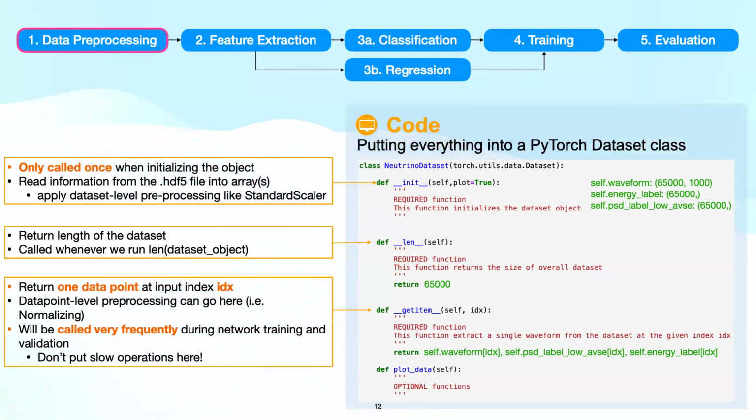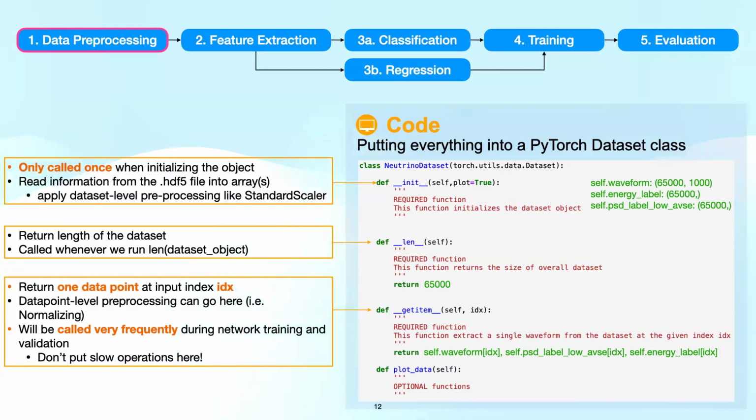Basically, this function should return self.waveform. Remember, we defined self.waveform here, which contains all of our data. So I return the waveform at the idx location, indexing my array with idx, and also self.PSD_label[idx] and self.energy[idx]. This is how I'm returning it. But I don't want to give you a warning, because this function will be called very frequently when you are processing your data.